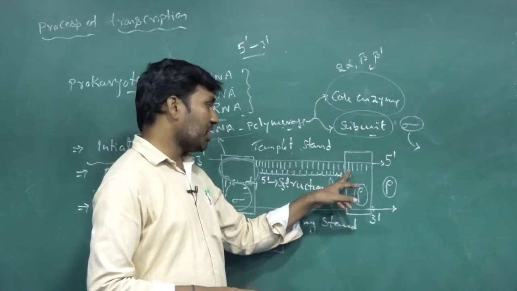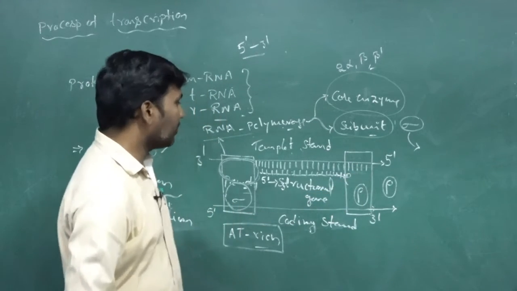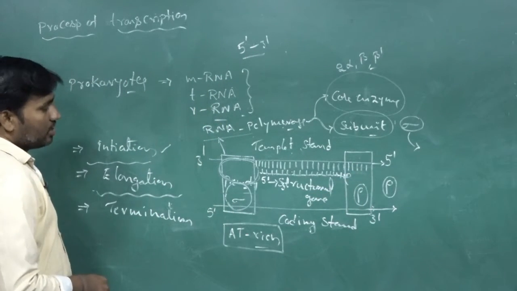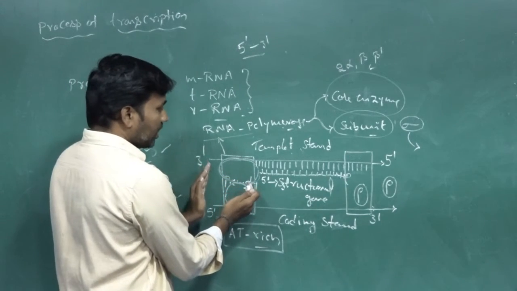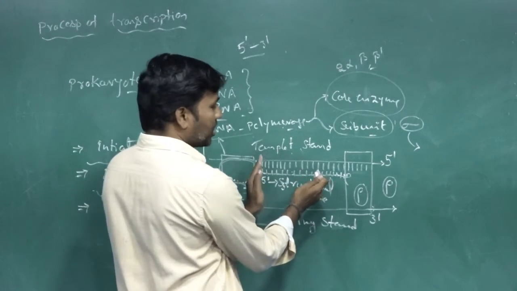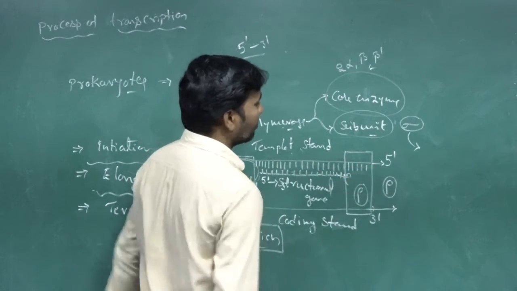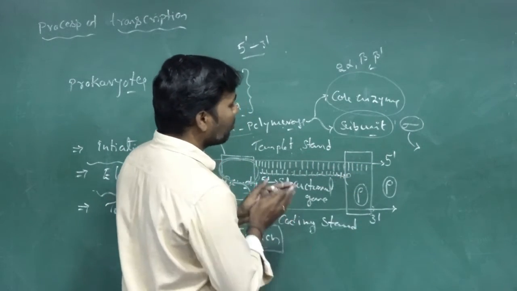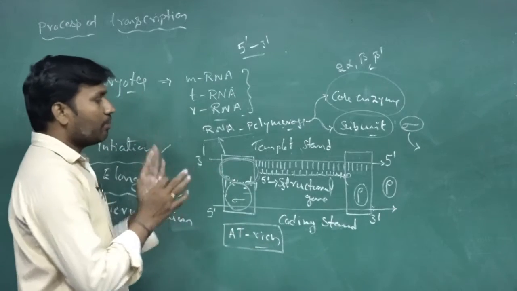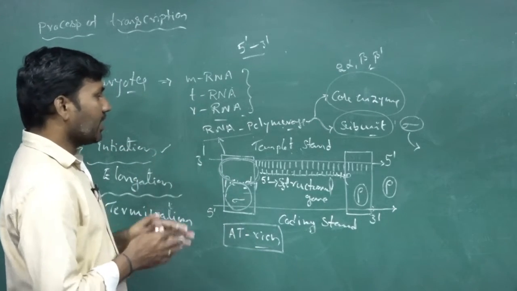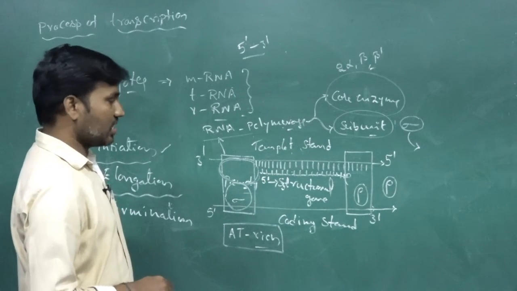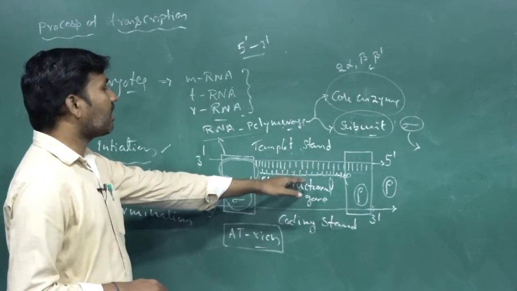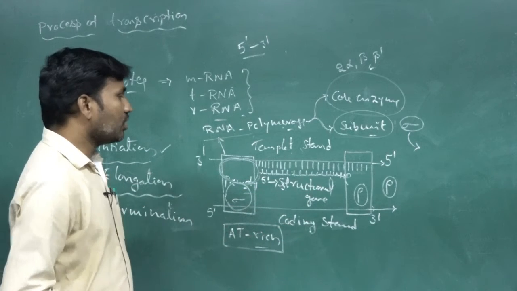So it is called Rho dependent termination, and it occurs in prokaryotic organisms. Like this, the RNA polymerase starts, moves through elongation, and finally reaches the termination site, where it separates from the template strand. Thereafter the RNA is not synthesized, and the naked RNA is released into the nucleus.